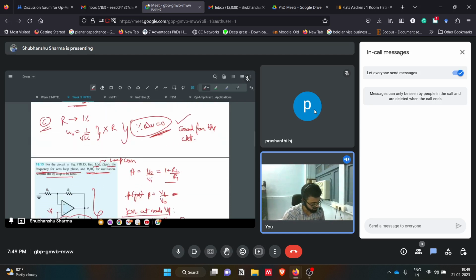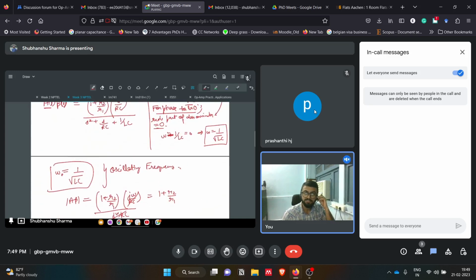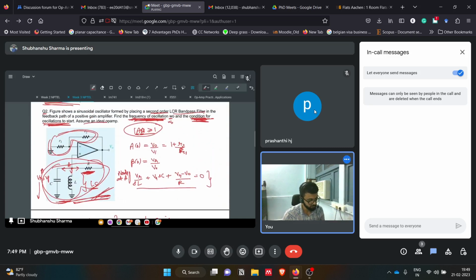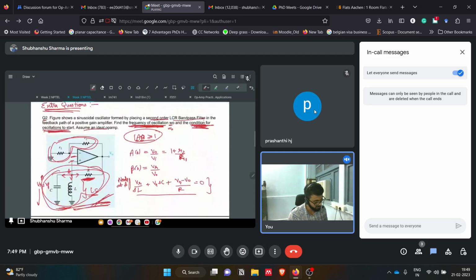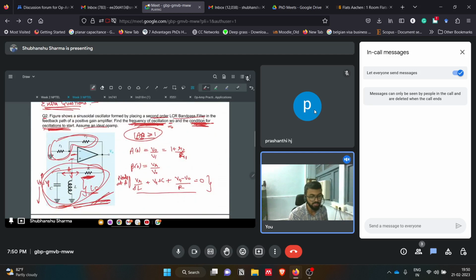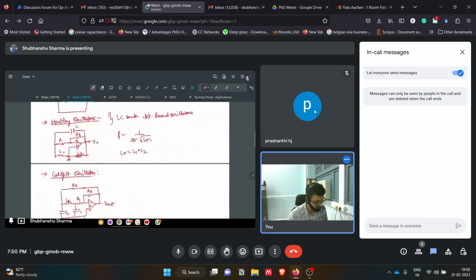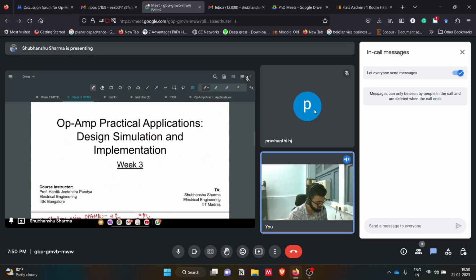So these were some extra questions which we discussed to get a better understanding of how you can solve a circuit having both positive and negative feedback, because this has a negative feedback and also a positive feedback. So how will you analyze those circuits? By that you can also calculate frequencies. So we'll just quickly go through what we learned today and what was discussed in week 3.